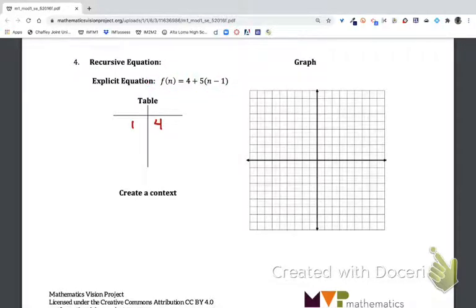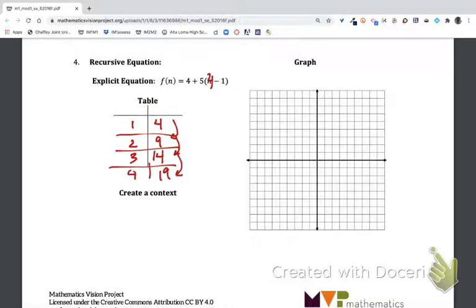If I plug in a 2, 2 minus 1 is 1, 1 times 5 is 5, 5 plus 4 is 9. If I plug in a 3, 3 minus 1 is 2, 2 times 5 is 10, 10 plus 4 is 14. I plug in a 4. 4 minus 1 is 3. 3 times 5 is 15. 15 plus 4 is 19. And what you should see is that each step of the way, we are adding 5.